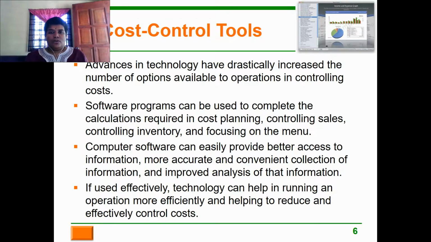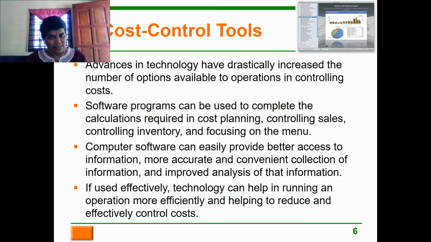So, cost control tools. Advances in technology have drastically increased the number of options available to an operation in controlling costs. Software programs can be used to complete the calculations required in cost planning, controlling sales, controlling inventory, and focusing on the menu. Computer software can easily provide better access to information, more accurate and convenient collection of information, and improved analysis of that information.